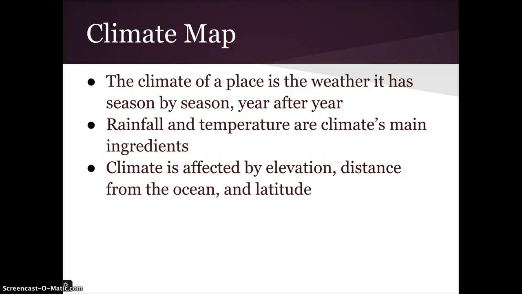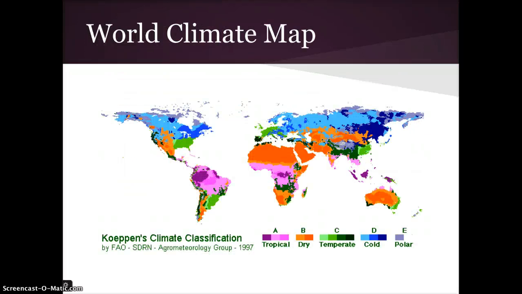The next map we're going to look at starts getting into special maps, and the first one is a climate map. And the climate map can tell you what the weather is like season by season or year after year. It has rainfalls and temperatures. It may also include wind speeds, things of that nature. And it shows how it's affected by elevation, distance from the ocean, and of course latitude. This is an example of a world climate map.